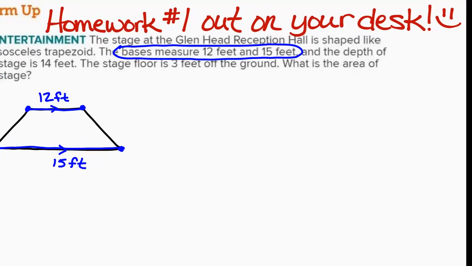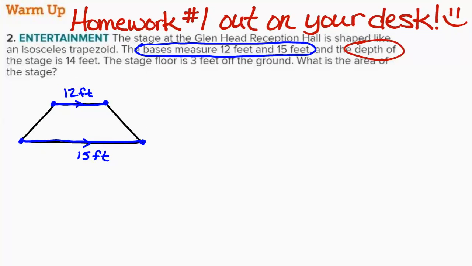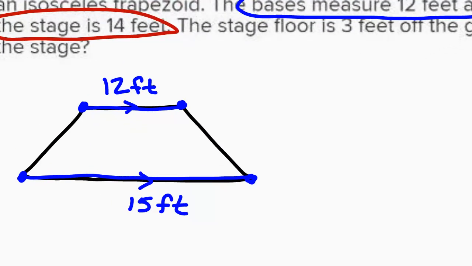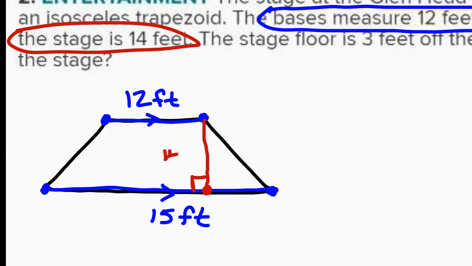Then it goes on to tell us that the depth of the stage is 14 feet. Now the depth of the stage is how far you would travel if you started at the back of the stage and you moved all the way to the front. I might have that backwards. Should make a right angle with one of the bases at least. And it tells us that that is 14 feet.